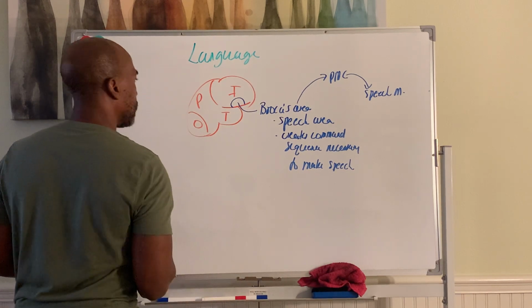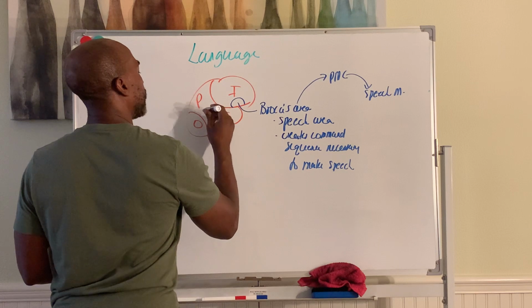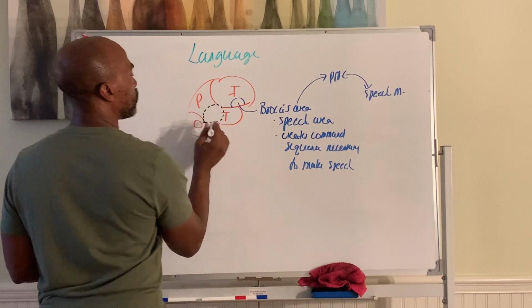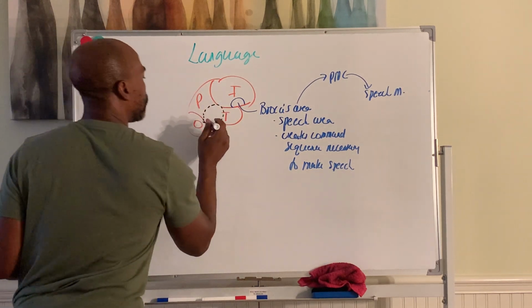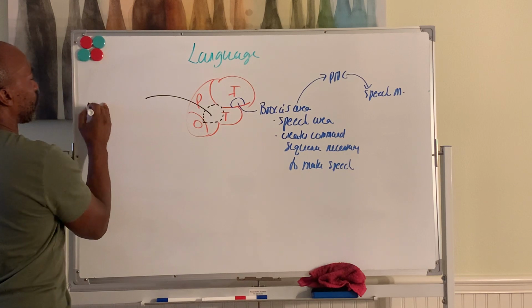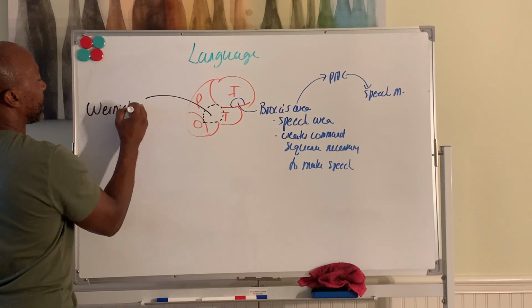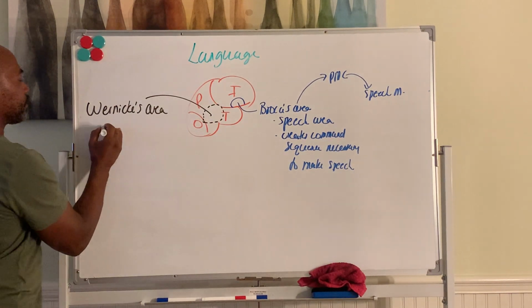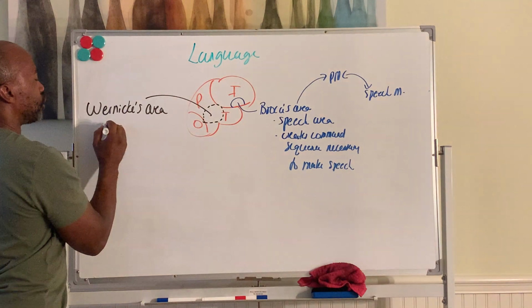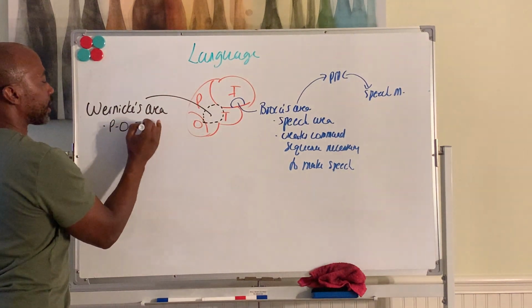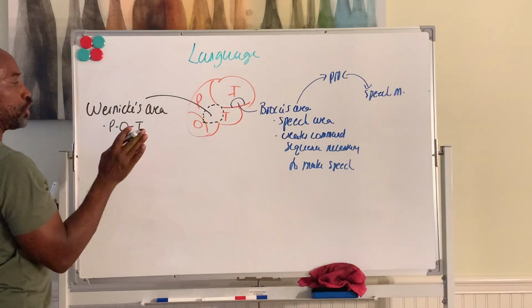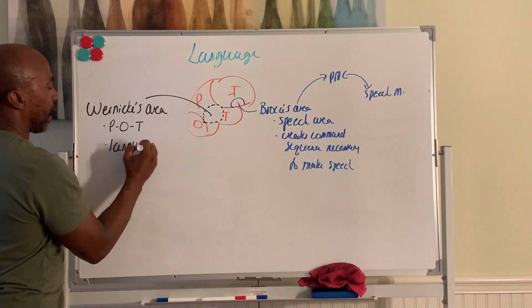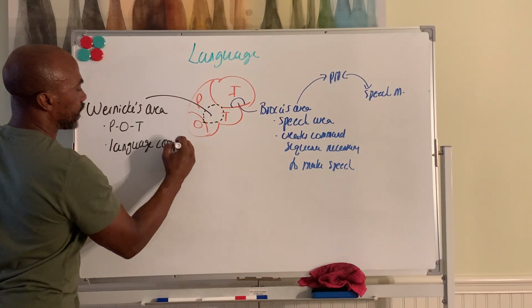Then there's another area in the brain that is right in the area of the parietal, occipital, and temporal lobes. Those three lobes where they meet, that junction area we call your Wernicke's area. And this area, located in the junction of the parietal, occipital, and temporal lobes, usually on the left side of the brain, is your language comprehension center.